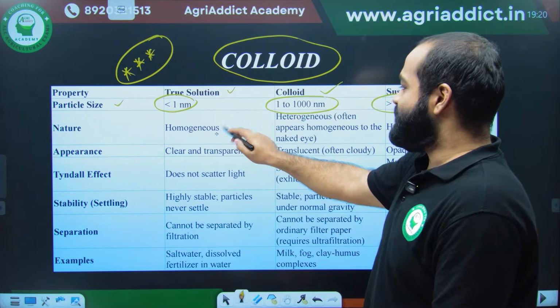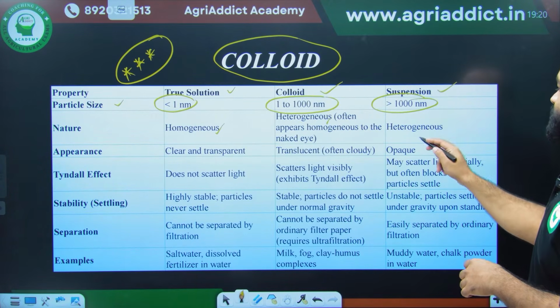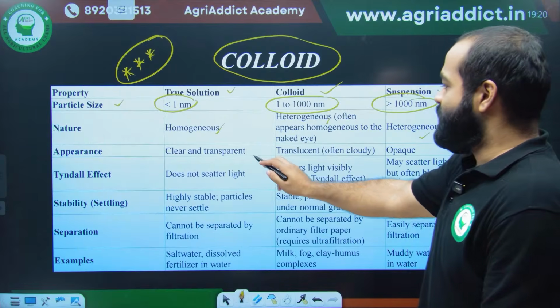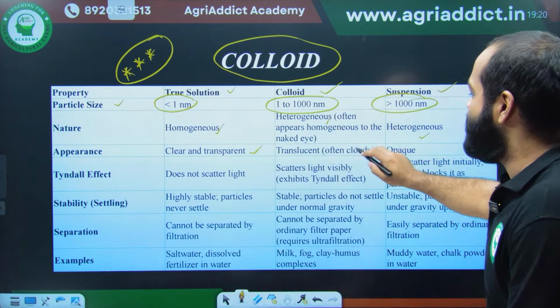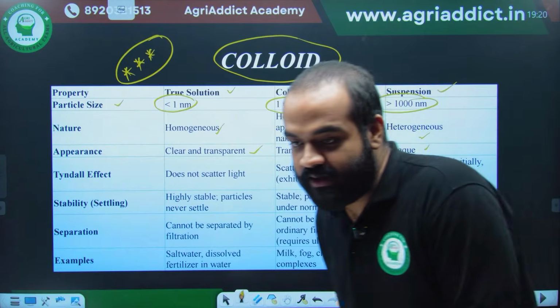We all know the nature of a true solution is homogeneous. For colloids, it is heterogeneous, and for suspension, it is definitely heterogeneous. Then appearance is clear and transparent for a true solution. For colloid, it is translucent, and for suspension, it will be opaque.